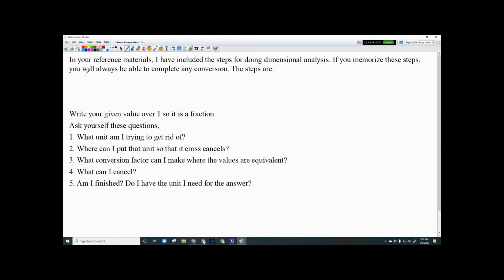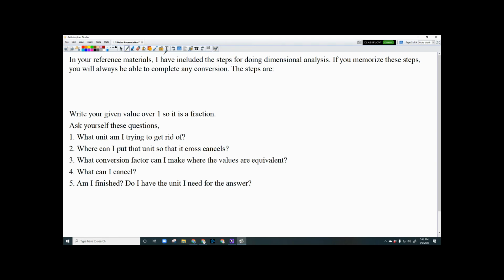All right. Now, as I mentioned in your reference materials, I've included these steps for you to do dimensional analysis. And if you memorize these steps, you'll always be able to complete a conversion. I don't give you these steps when we take a test or a quiz. So this you have to commit to memory. Okay, so make sure that you get these written down.